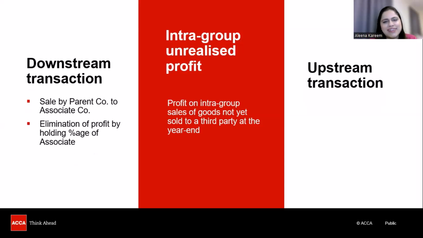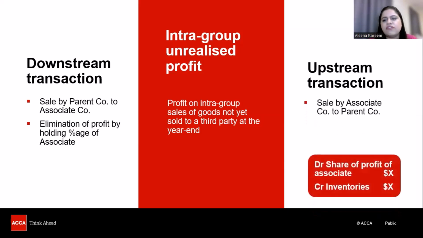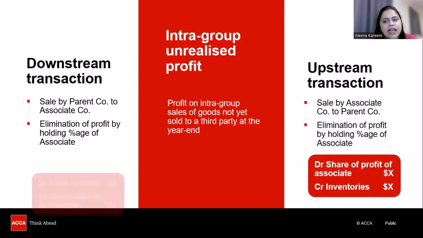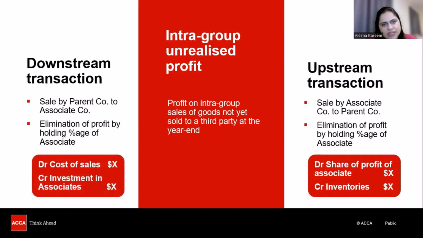Remember, in fact, that's easier in case of associates, that in both upstream and downstream transactions, the double entry is passed with the percentage of holding. However, the double entry is different because one party has the inventory and the other party has recognized the profit. It's very easy. Try to remember, whoever has earned the profit, the profit is going to be reversed, and whoever is holding the inventory, that part we are going to adjust accordingly. Now, in case of upstream transactions, it is the sale by associate company to the parent company. Again, elimination of profit by percentage holding.